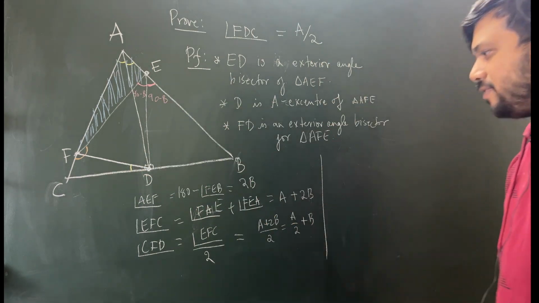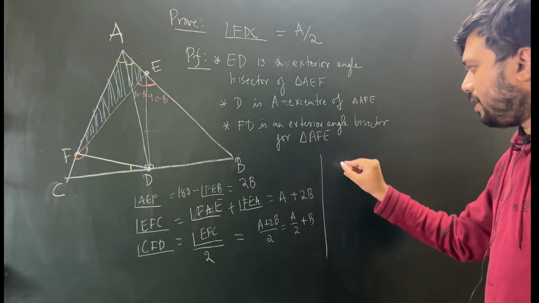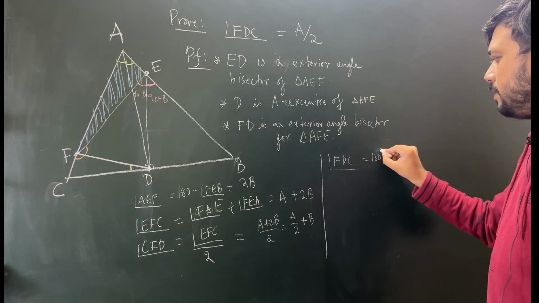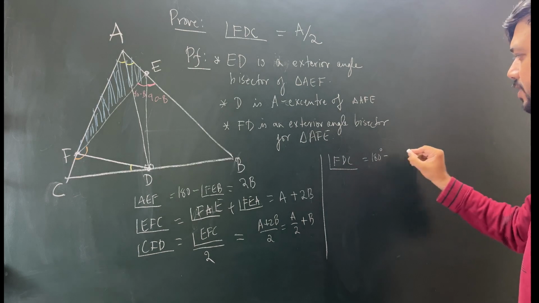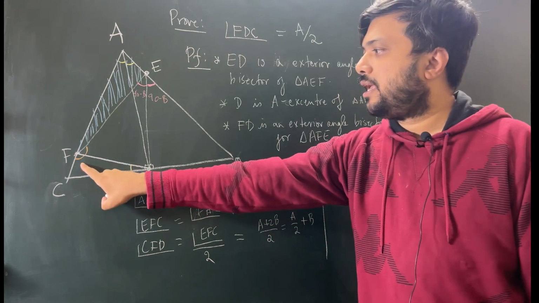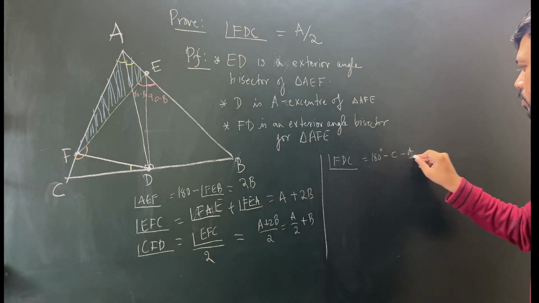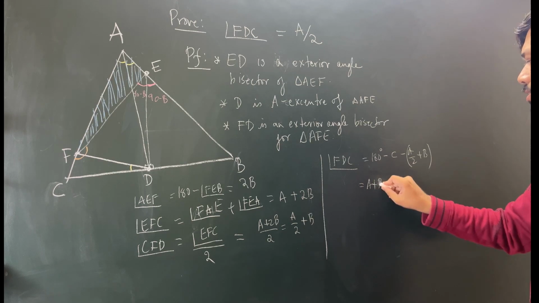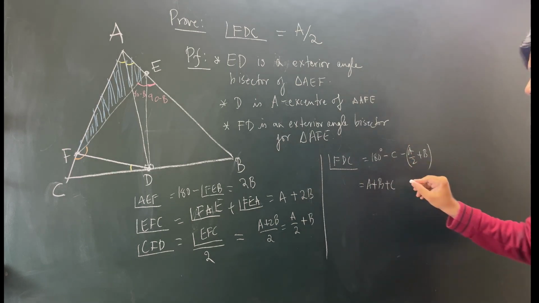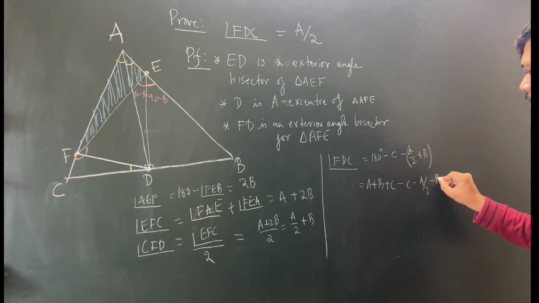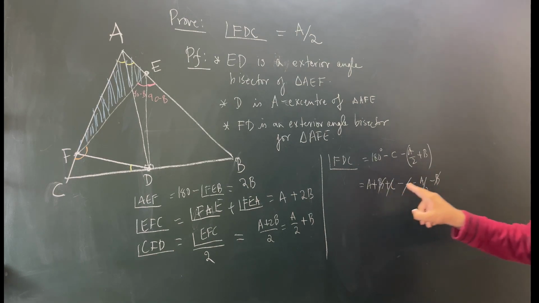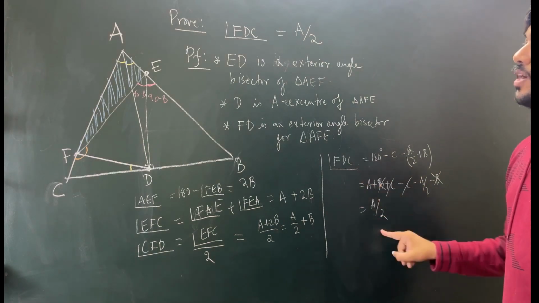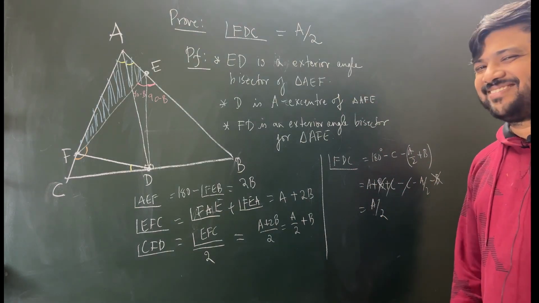Let's finish off the angle chase. All you have to do is use the angle sum property. Angle FDC is 180 degrees minus angle FCD, which is angle C, minus angle CFD, which we know is A by 2 plus B. And we know, of course, that 180 is A plus B plus C, from the angle sum property on the full triangle ABC. So that gives A plus B plus C minus C minus A by 2 minus B. C cancels with C, and B cancels with B. What remains is A minus A by 2, which is A by 2. This is what we had to show: FDC is A by 2. So we're done. Bye.